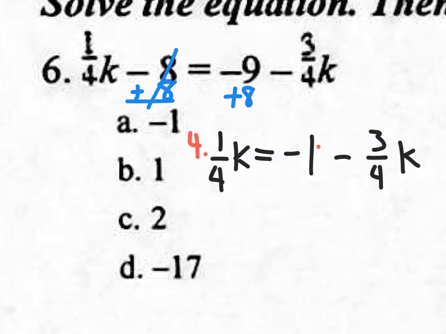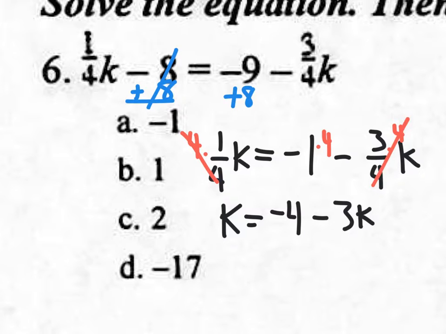This times 4, the -1 times 4, and the 3/4 times 4. The 3/4 and the 4 cancel out. The 1/4 and the 4 cancel out. Let me rewrite my equation. I'm going to have 1k, which I don't even need to write the 1, it's just k, equals -4 minus 3k, because that's what's left over.